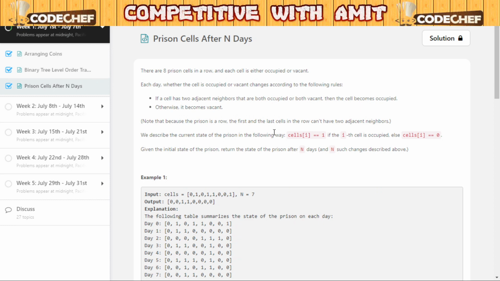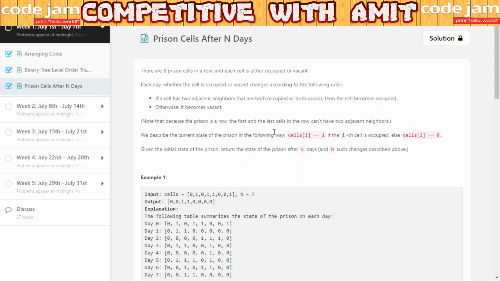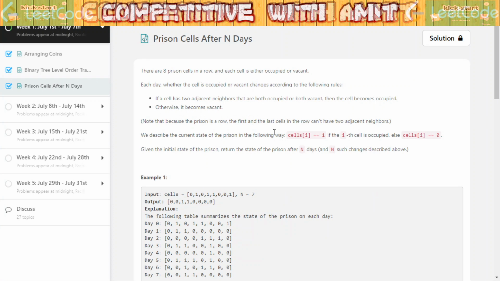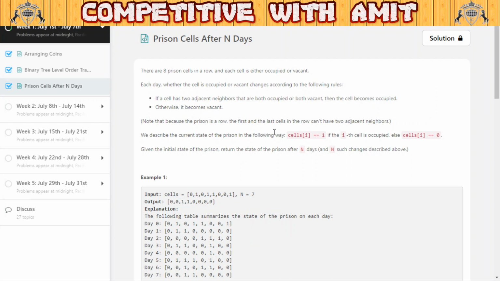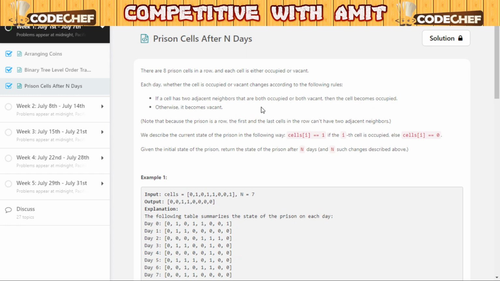Today we will solve the third question of the July LeetCode challenge. Our question is Prison Cells After N Days. Our video will be divided into three parts. First the question discussion, second the solution discussion, and third the code discussion. So first of all we will discuss the question.